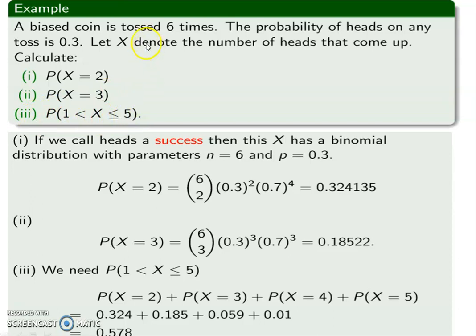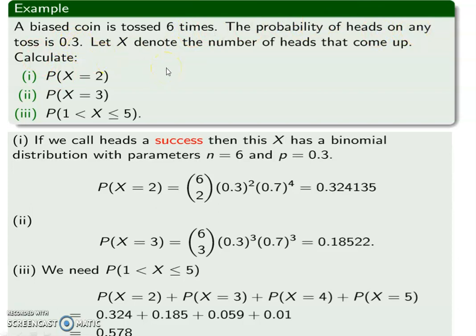Here, read the problem carefully. You will get to know whether this problem belongs to binomial distribution or not. Here, they are tossing the coin 6 times. That is, the number of trials that they are having here is 6. That is, n is equal to 6. The probability of heads on any toss is 0.3.